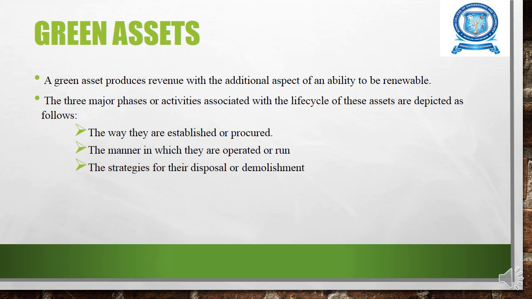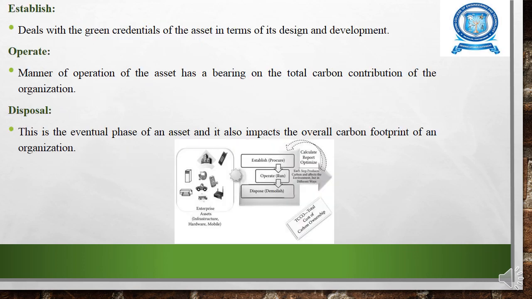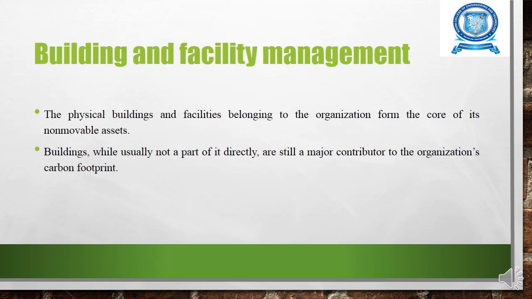The way they are established or procured, the manner in which they are operated or run, and the strategies for their disposal or demolishment. Procurement deals with the green credentials of the asset in terms of its design and development. Operation, the manner of operation of the asset, has a bearing on the total carbon emission of an organization. Disposal is the eventual phase of an asset, and it also impacts the overall carbon footprint of an organization.